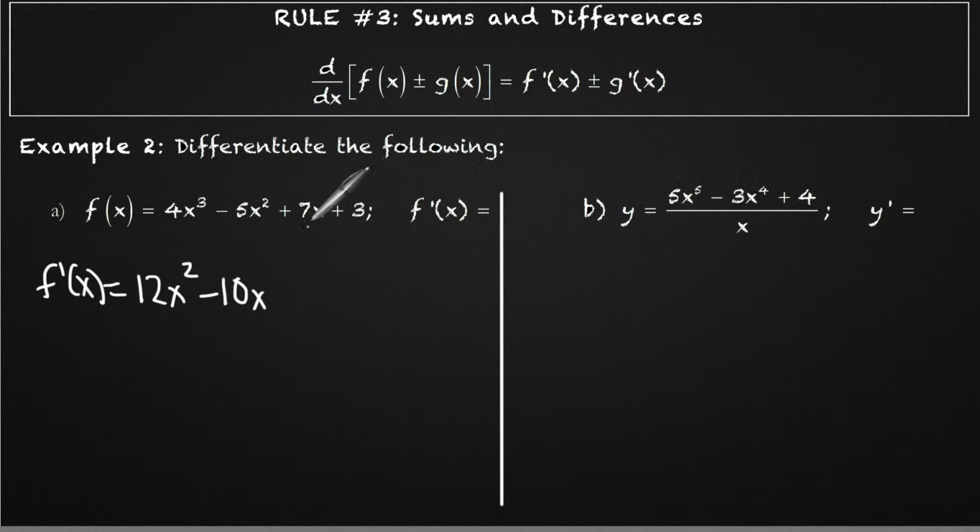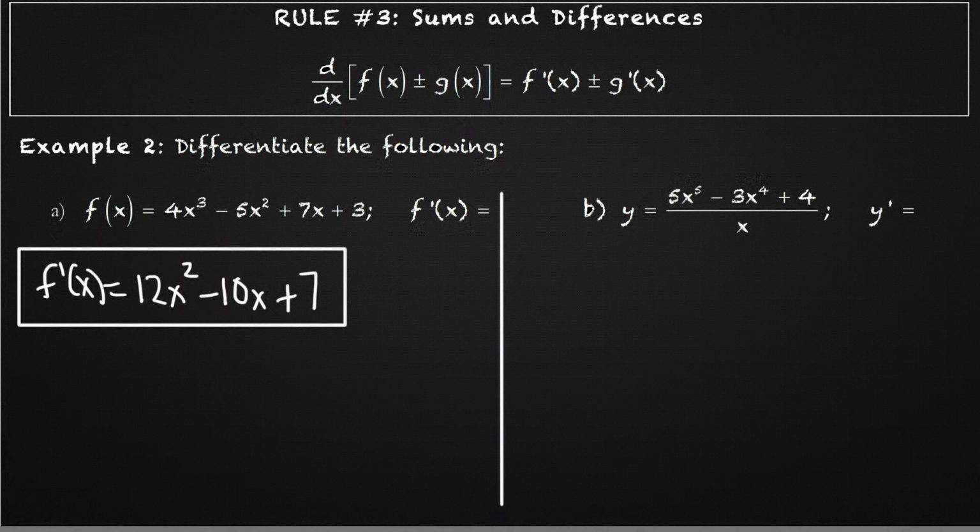Now here you do not need to use the power rule. Remember, the derivative is the same as the slope. So the slope of 7x is simply 7. And then the slope of any constant is going to be 0, as we discussed before. So there is your derivative.